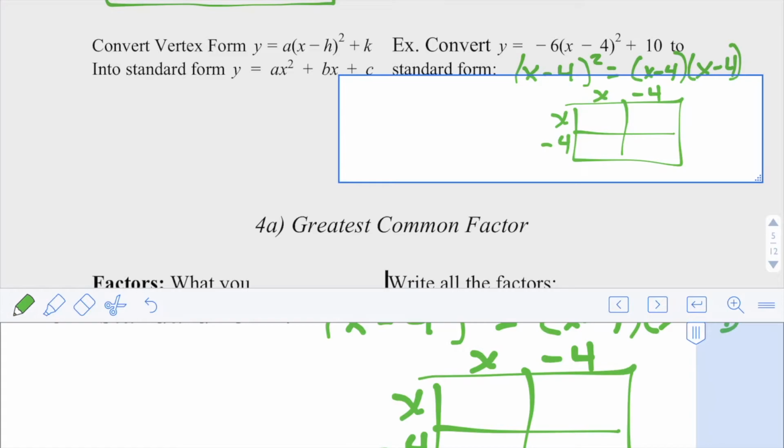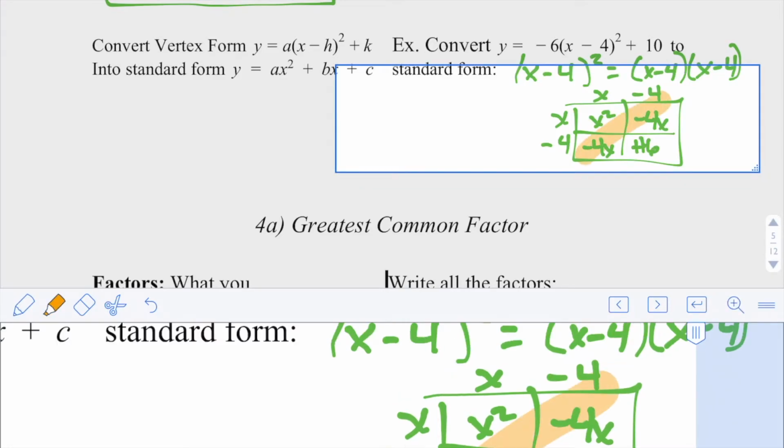Now I just do the same thing like I did before. X times x is x squared. X times minus 4 is -4x. X times minus 4 is -4x. And then -4 times -4 is positive 16. And again, these are my like terms on the diagonals.